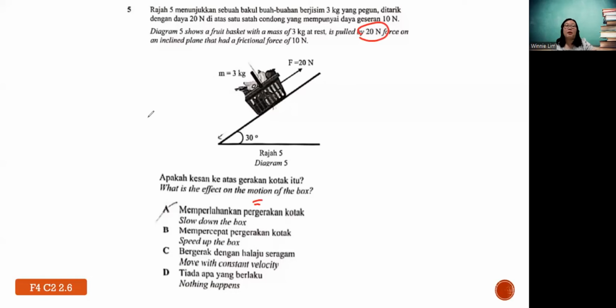For this kind of question, you need to know what forces act on the system. So normally we draw a free body diagram. First, all objects will have weight. Weight always acts downward with the gravitational force. W equals mg.